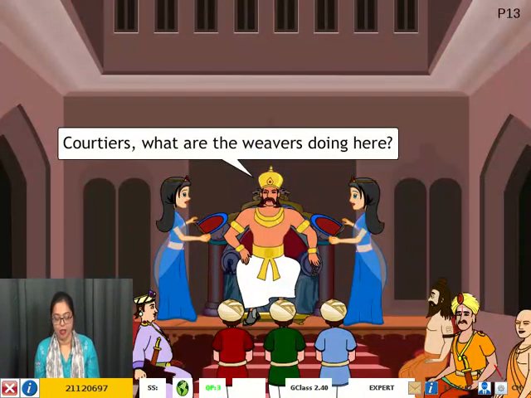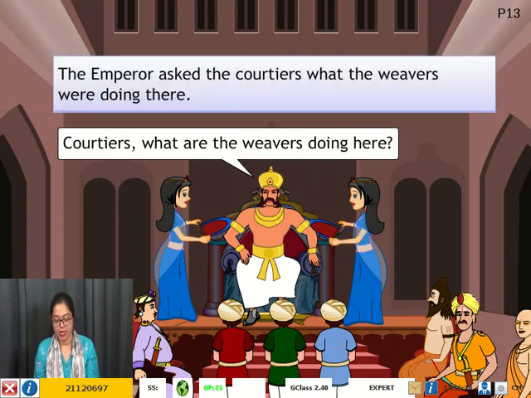Now there is something else on the screen. What you can see on the screen is a king sitting with his courtiers. The king is asking, "Courtiers, what are the weavers doing here?" This is direct speech, coming from the king, isn't it? So, "Courtiers, what are the weavers doing here?" This is a question, and the question is in direct speech.